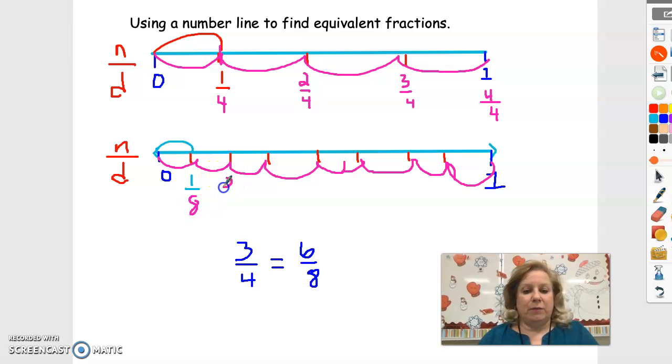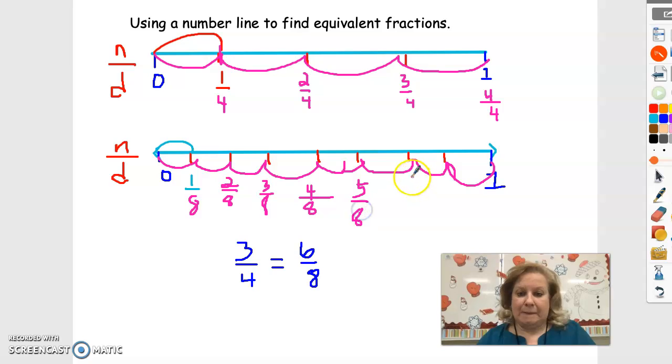So then we go in here and we can go ahead and finish our fractions on our number line. 2/8, 3/8, 4/8, 5/8, 6/8, 7/8, and 8/8.